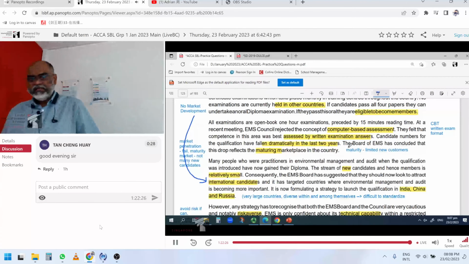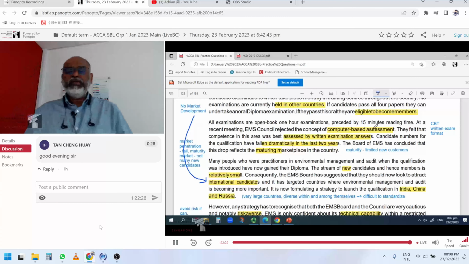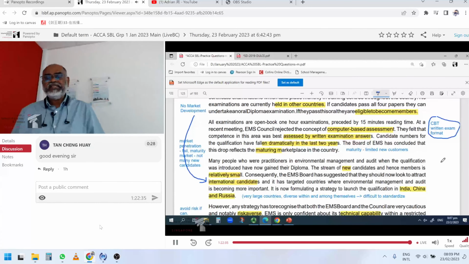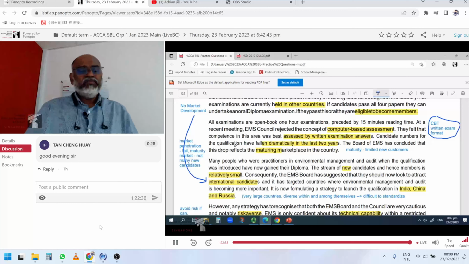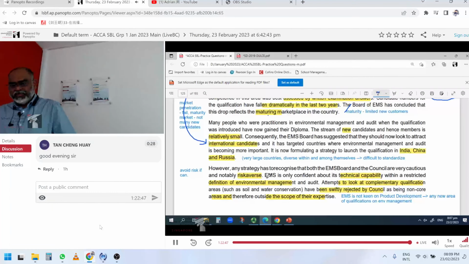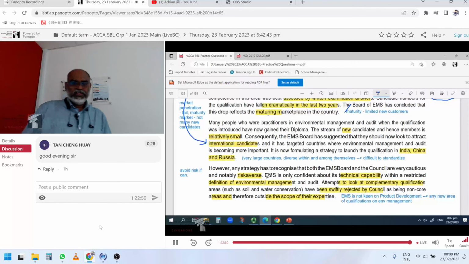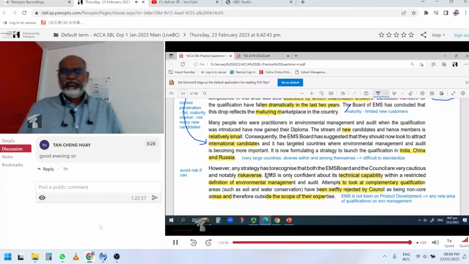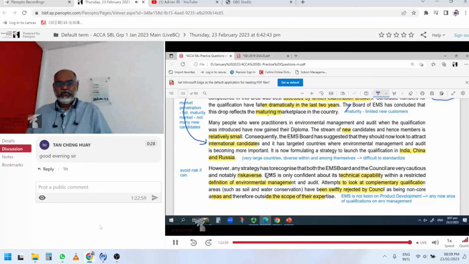At a recent meeting, the EMS Council rejected the concept of computer-based exams. But there are many types of computer-based exams. Okay, you can still have people writing their answers, isn't it? Candidate numbers for the qualification have fallen dramatically in the last 2 years. Maturing market. Maturing market means limited customers. Many people who are practitioners in environmental management and audit when the qualification was introduced have now gained a diploma. The stream of new candidates and hence members is relatively small.